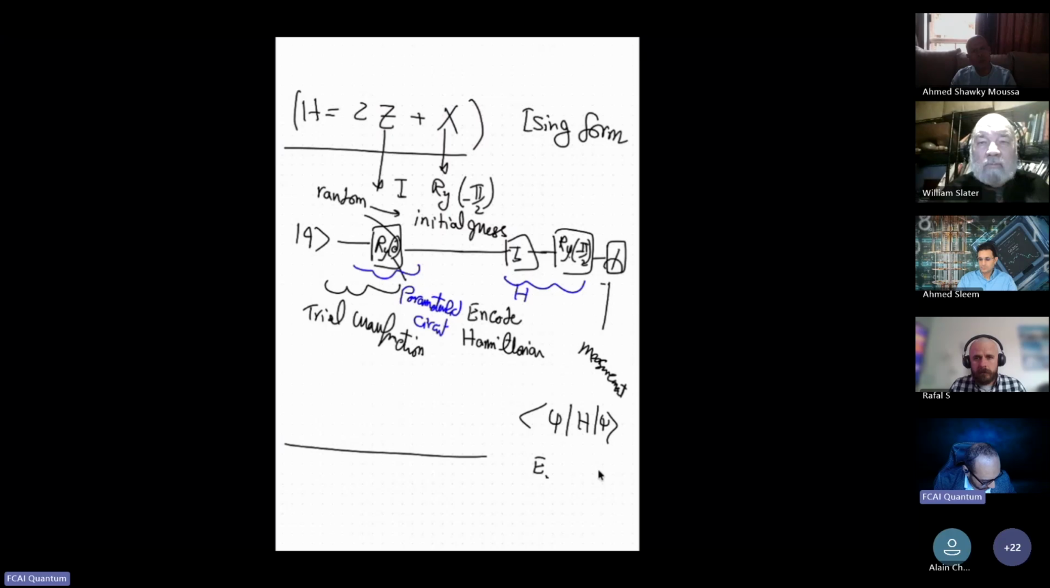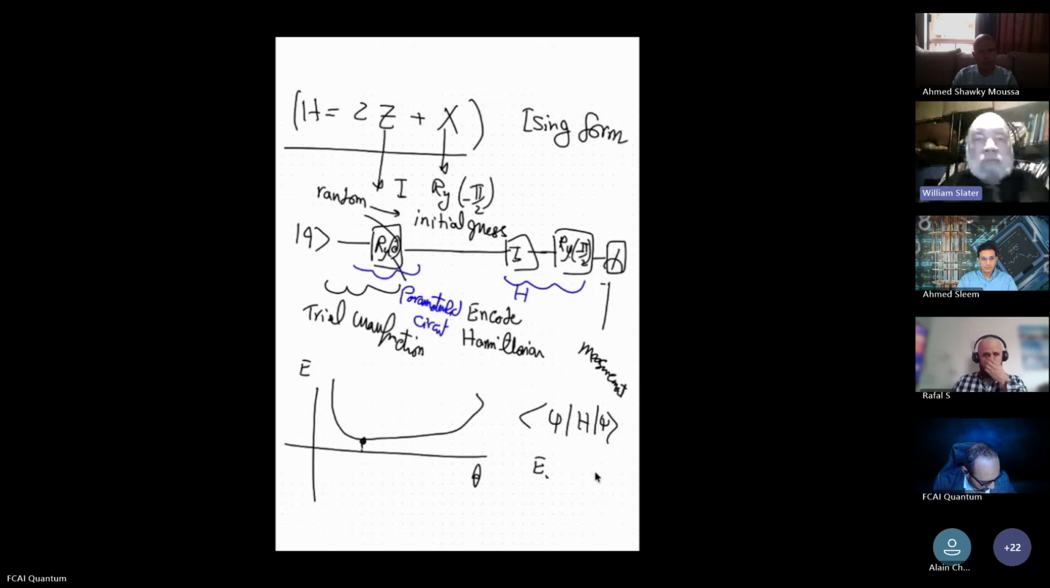So what will I do? I vary the theta. And then I might get a curve like this, for example. Then theta could be pi over 4 or pi over 5 or anything. And at this value, I got the lowest energy. So this is the correct parameter, or the good parameter, that corresponds to the ground state.